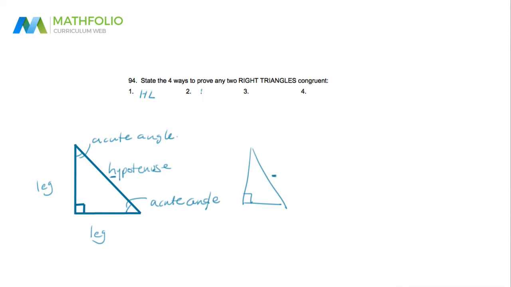Another way is the LA, which is the leg and acute angle theorem. So this is the leg and acute angle theorem, whereas here it's hypotenuse and leg. Well, the leg acute angle is if you have one of the legs and one of the angles, and you know it's a right triangle, then you know that the triangles are congruent. That's because really this is angle, side, angle.